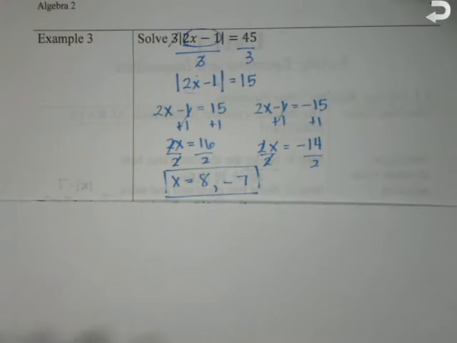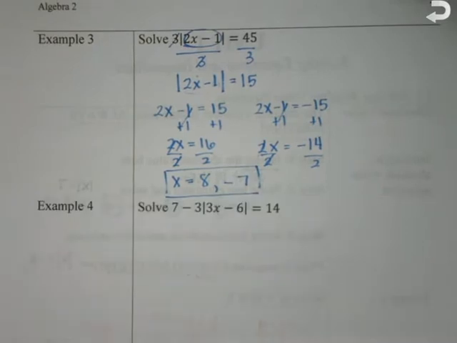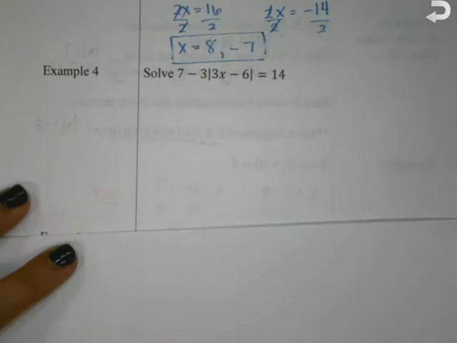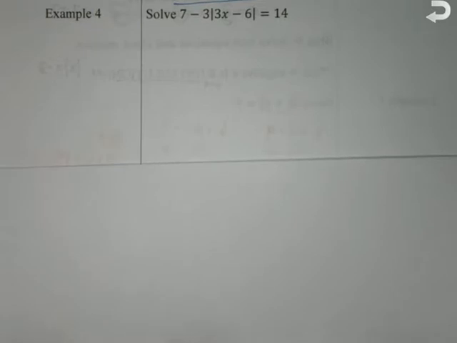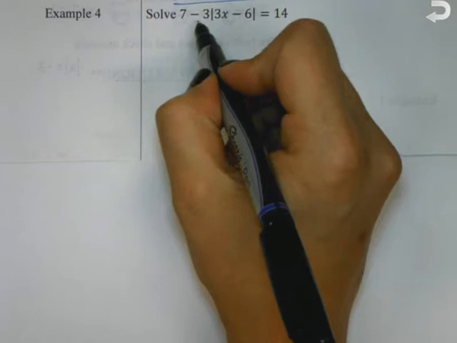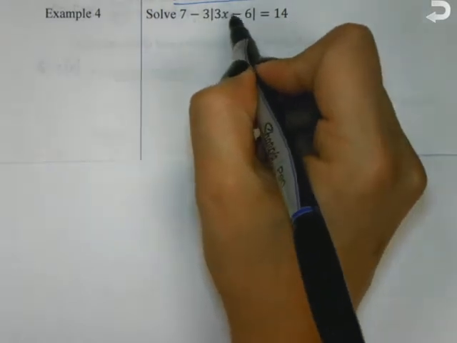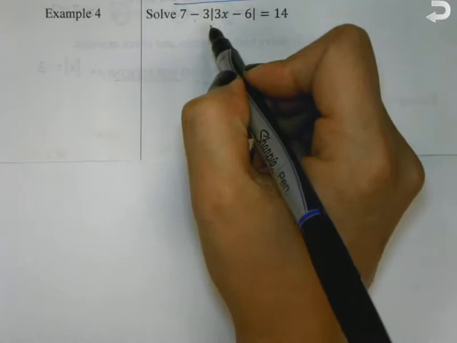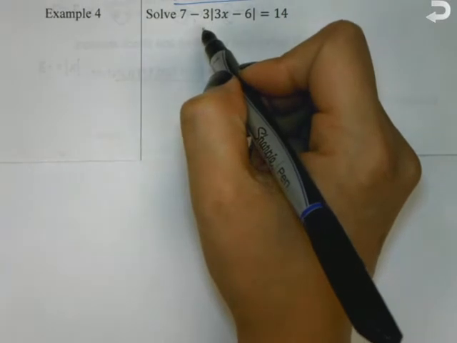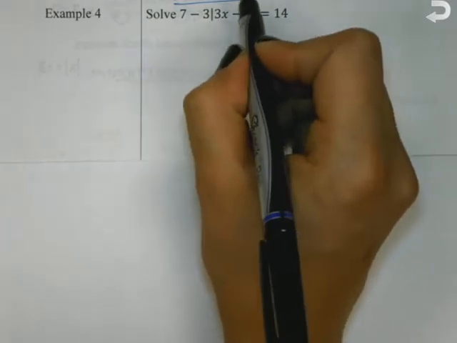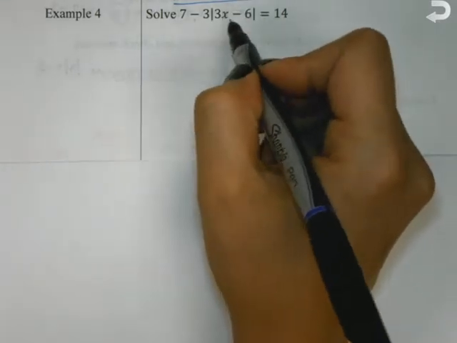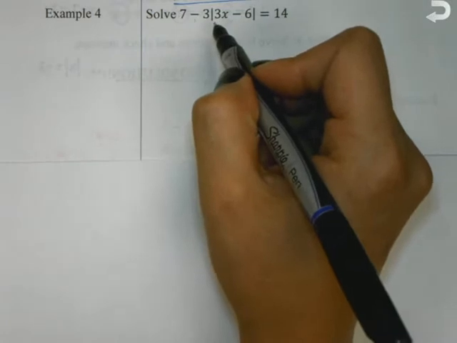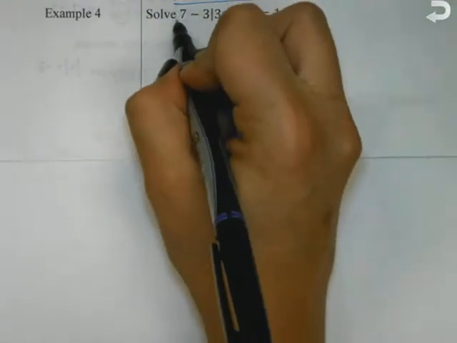For example 4, we're a little bit more complicated. We have 7 minus 3 times 3x minus 6 equals 14. Now, a lot of times, remember, we want to distribute that 3 because that's what we do with parentheses, but that's just going to make more work for us later, and it actually will triple the size of that absolute value, which we don't really want right now. So we're going to just get the absolute value bars by itself by adding, subtracting, multiplying, or dividing. So I need to get rid of whatever's being added or subtracted first, which is actually this positive 7.